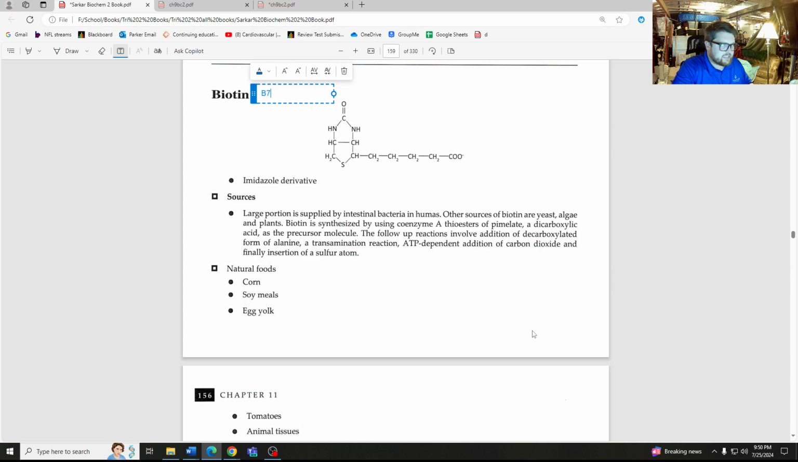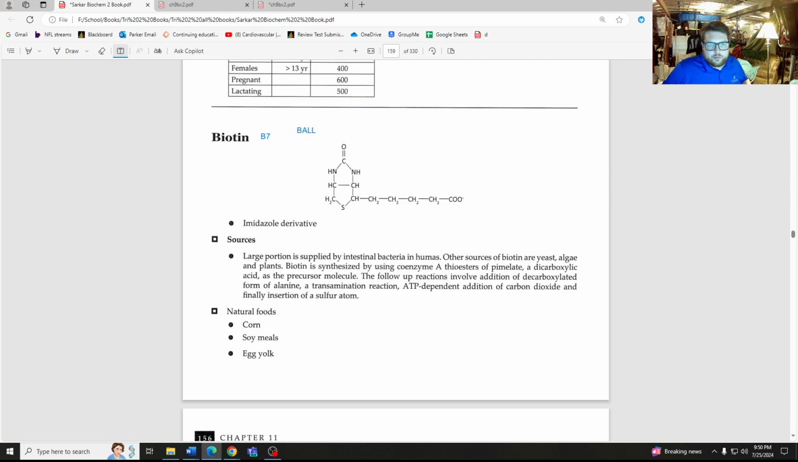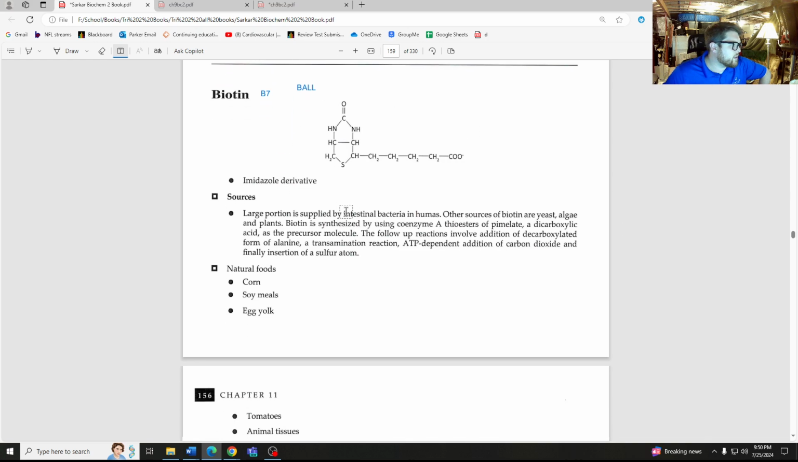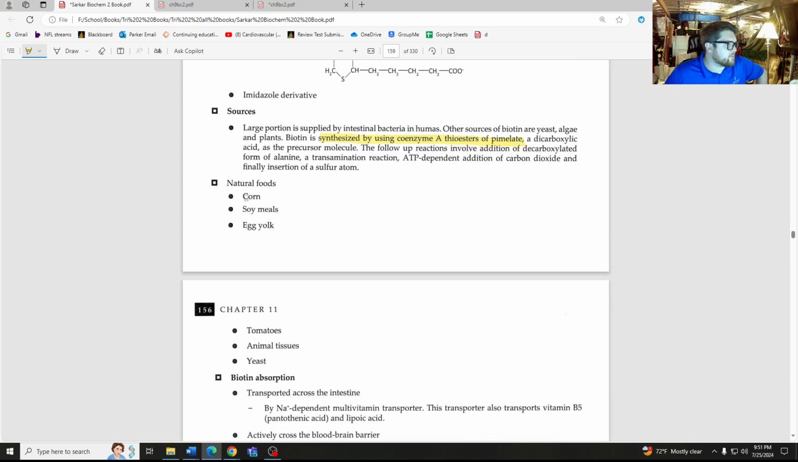Vitamin, aka B7. B7 is going to be our ball, tall, rich, nudist, played pickle, ball. B7. So a large portion is supplied by intestinal bacteria in humans. Other sources of biotin, yeast, algae, and plants. Synthesized by using a coenzyme, a thioester, of all this fun stuff. Some of the natural foods, corn, soy milk, egg yolks. This will be the one that he'll most likely ask you. Egg yolks. Egg yolks are a big source of biotin.